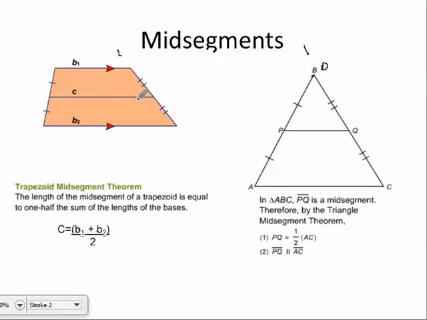This center line in here, the C, is going to be half of the sum of these other two bases. Same thing over here on a triangle. This center line is going to be half of this plus 0, so 1/2 of this one line right down here. That's the mid-segment theorem.